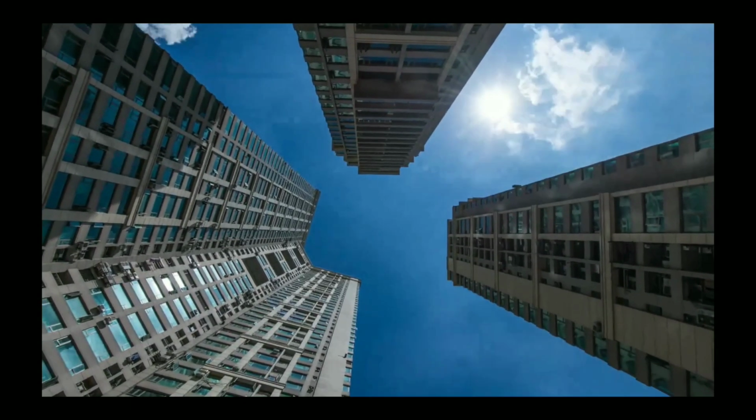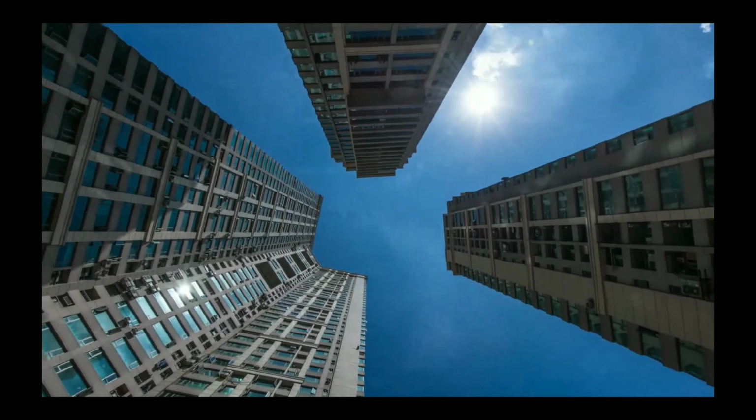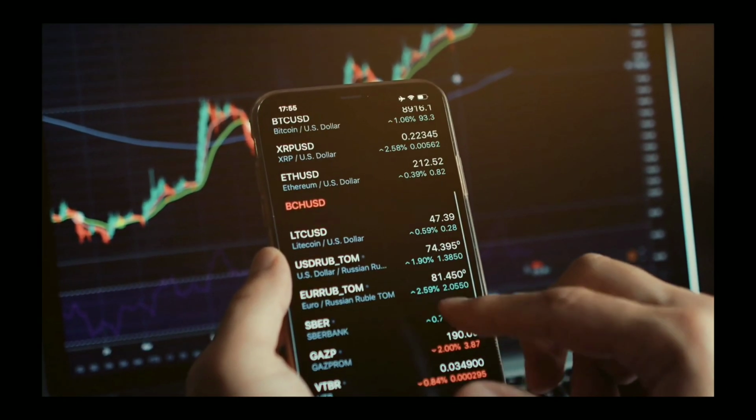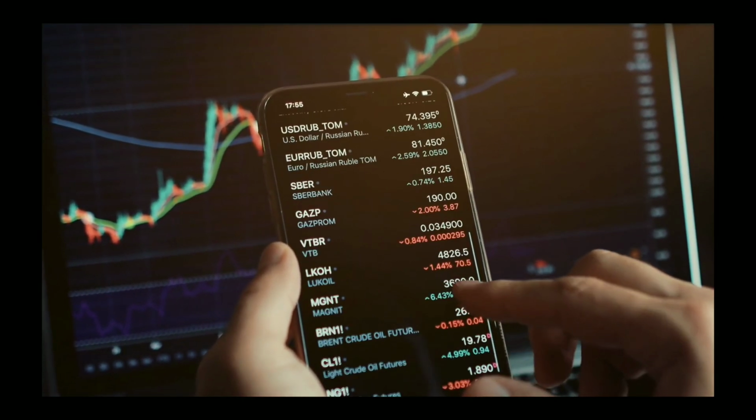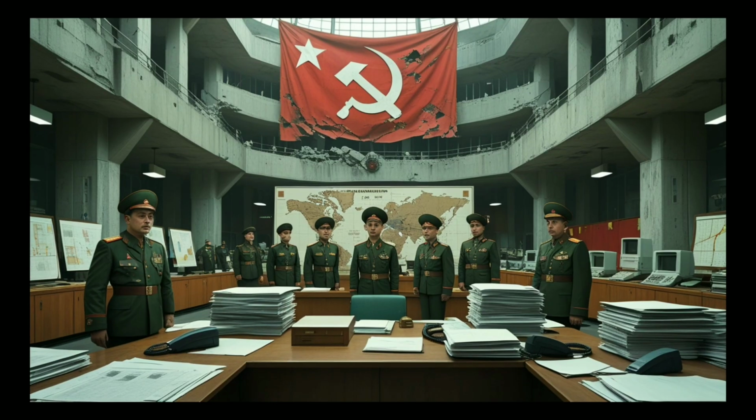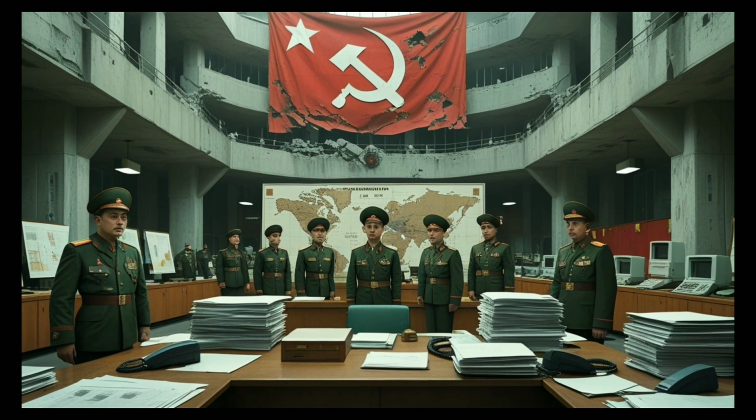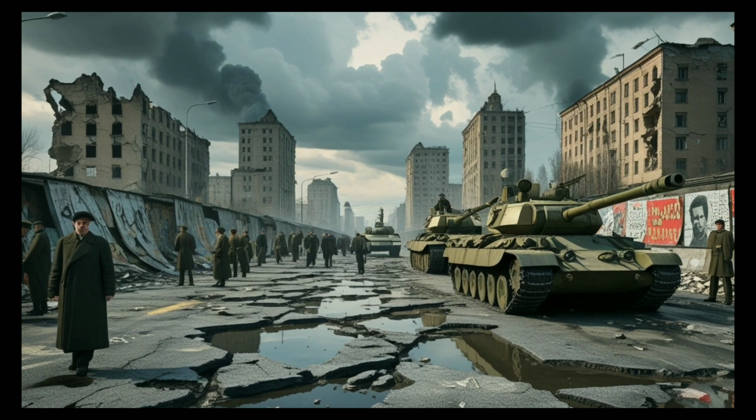Perestroika, on the other hand, aimed to modernize the stagnating Soviet economy by introducing limited market-oriented reforms. However, instead of revitalizing the economy, these reforms disrupted the centralized system, leading to instability, shortages, and further economic decline.